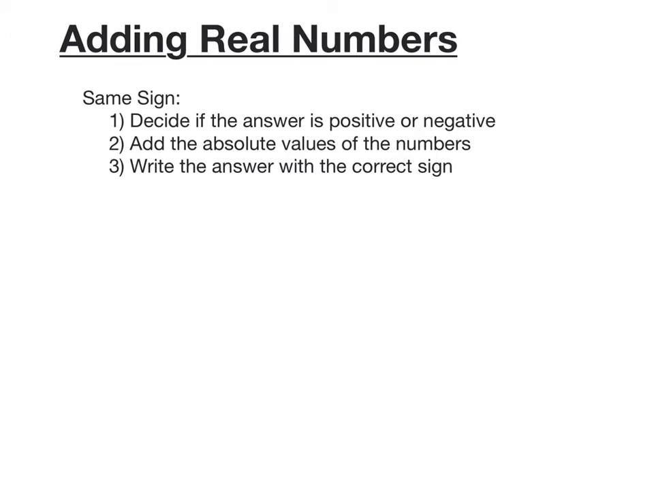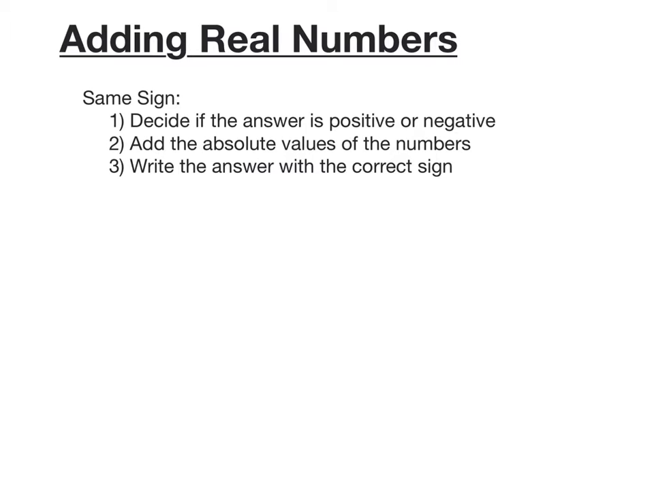So when we're adding numbers that have the same sign, we want to always follow the same three steps. Number one is decide if the answer is positive or negative. That's the first thing we want to know. Number two is we add the absolute values of the numbers. Step three is that we write the answer with the correct sign. So let's see what that looks like.